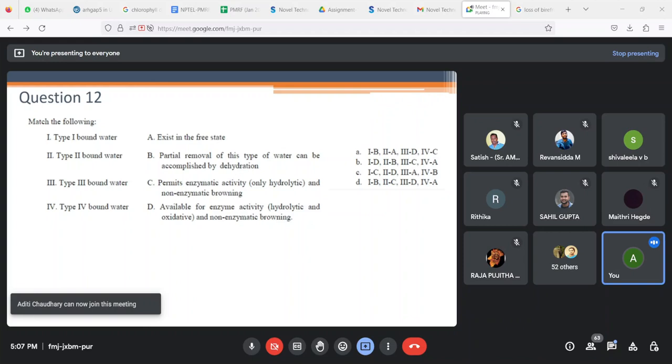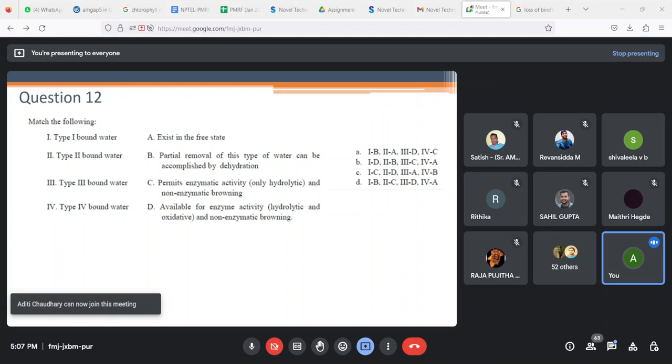Okay, so when any kind of food material, or even if you add some solute to a solvent such as water, you will have something known as bound water. Bound water can be visualized like one single layer of water around your solute molecule. So if you have something like protein that is added in water, there will be a small layer of water that surrounds the protein. So this particular layer is known as the bound water.